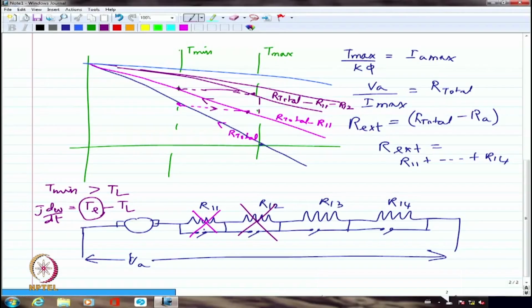T min depends upon the load, absolutely. Or I can say if I know what the load torque is and how many steps of resistance I want to include, I will be able to decide T minimum based on that as well. I can do it either way. Like I decide Tmax and then I calculate IEmax. I decide my Tmax depending upon what is the value of the current my motor can withstand.